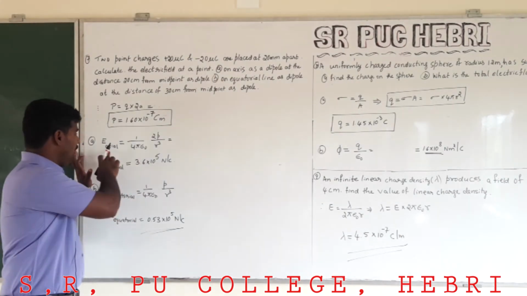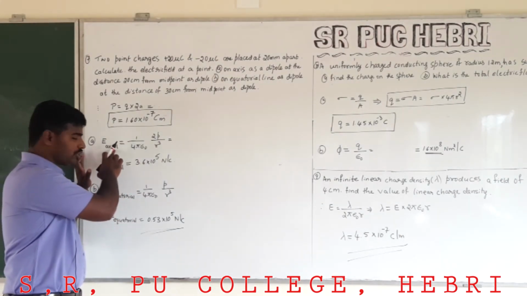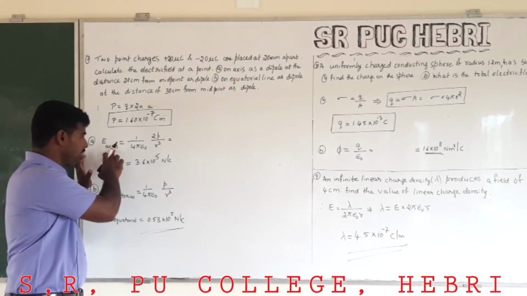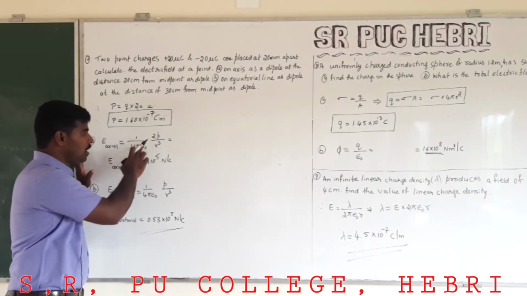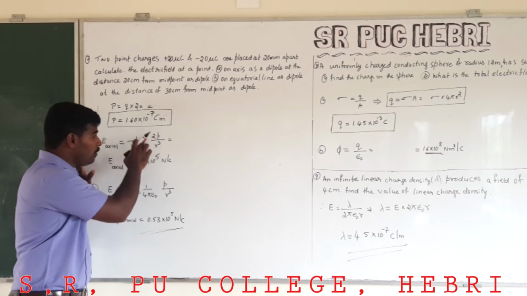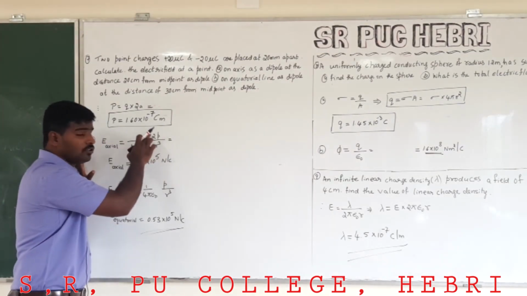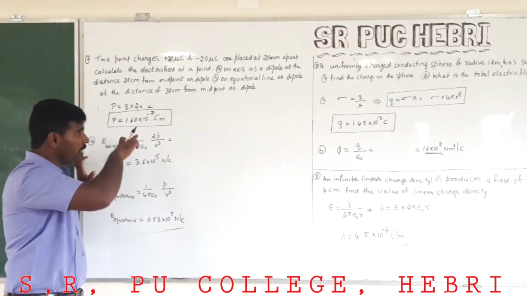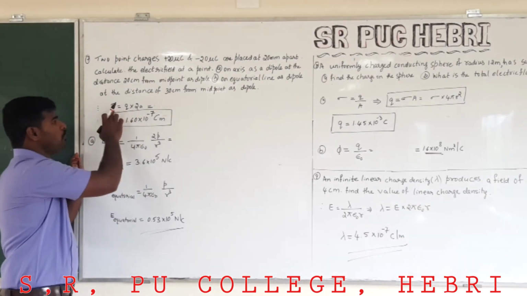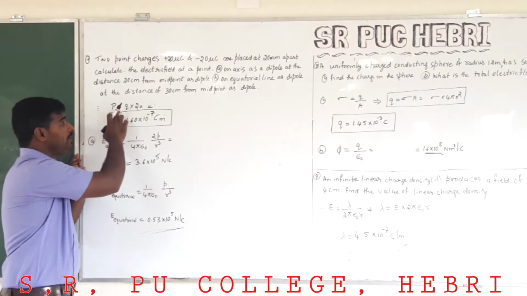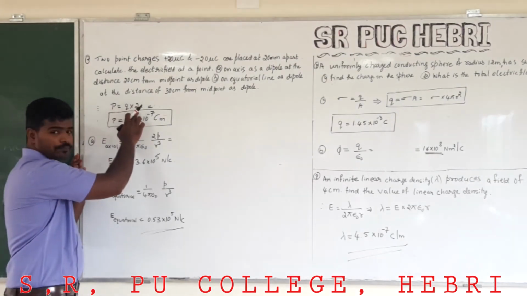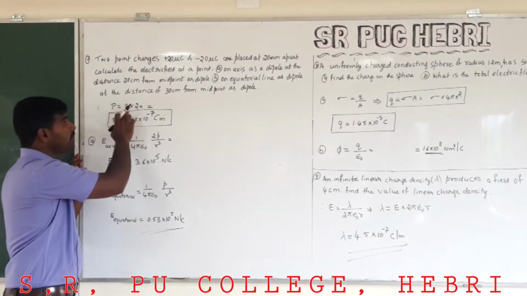For that, the axial relation: E axial, the electric field along the axial line, is equal to 1 by 4 pi epsilon naught into 2p divided by r cube. In that, 1 by 4 pi epsilon naught is common, but the value of p, known as the dipole moment, is not given. In order to calculate that dipole moment, we use the relation p is equal to q times 2a, where q is the magnitude of the charge.